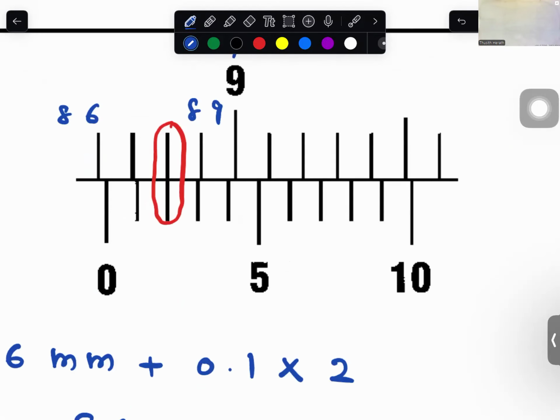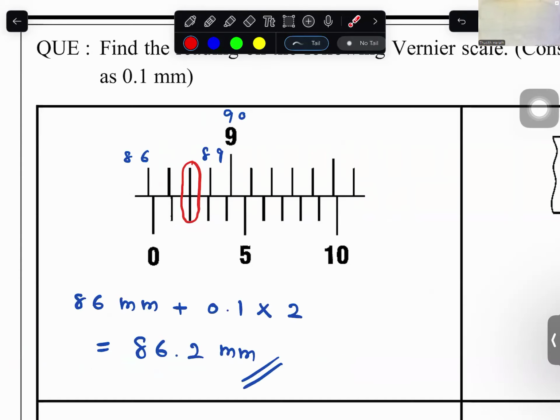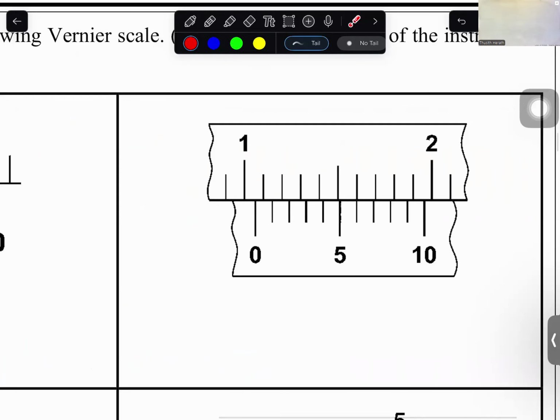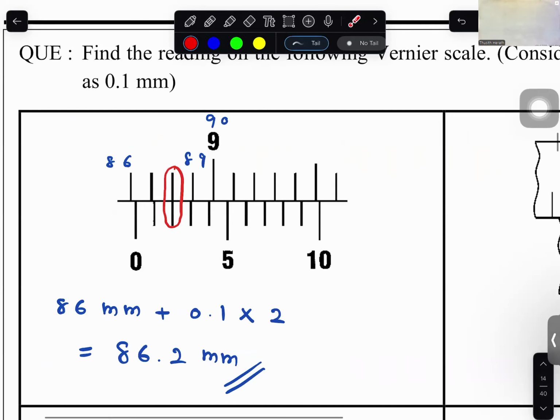Here you can see if the second line is coinciding, the line before the coinciding line is moved a bit forward, and the line after the coinciding line is moved a bit backward, right? Then you can easily identify which line coincides with the main scale line, right? Okay, completed, right? Do it with me. For the next, if you want any further time, or if you have any questions, please let me know, right? Put it in the chat box, or you can unmute yourself and ask.